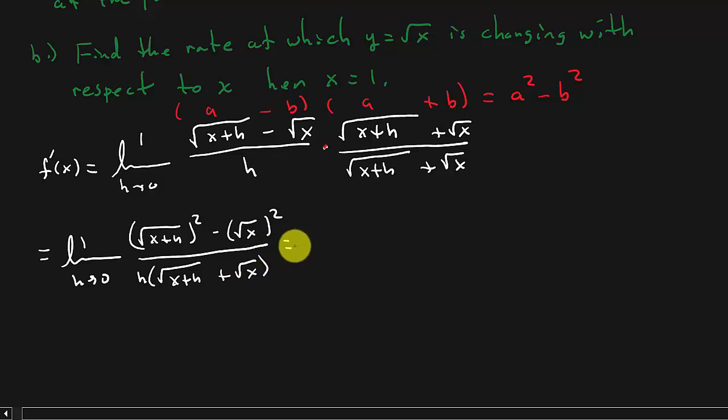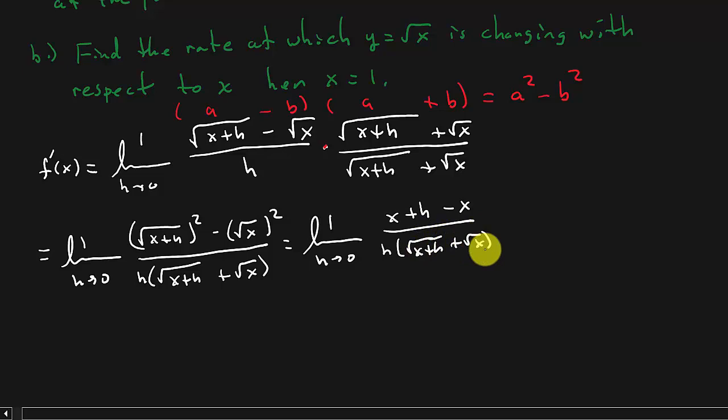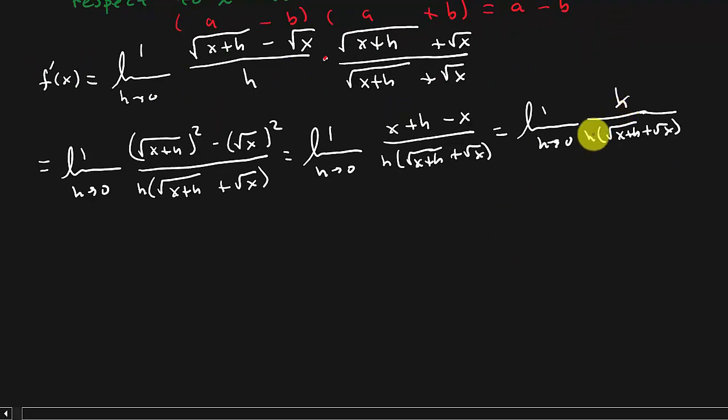All right, and so now we have the limit as h goes to 0 of x plus h minus x, just squaring each of those square roots, and that's h times the square root of x plus h plus the square root of x. And you can see here how the x's cancel, so that's the limit as h goes to 0 of h over h times the square root of x plus h plus the square root of x. Okay, and you can see the h's cancel, so that's the limit as h goes to 0 of 1 over the square root of x plus h plus the square root of x.